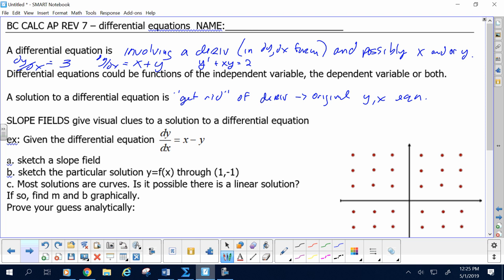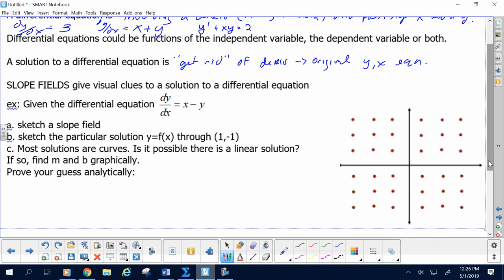Okay? Slope fields give you visual clues to a solution to a differential equation. For example, this problem cannot be separated and integrated back to xy. It's a non-separable differential equation. And yet, by slope fields, you could actually get a picture of what the y-x graph could look like, going by what the slopes are.